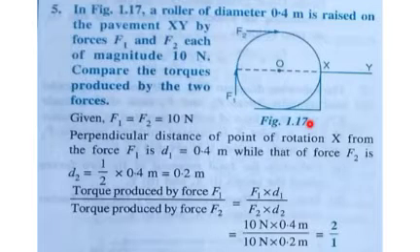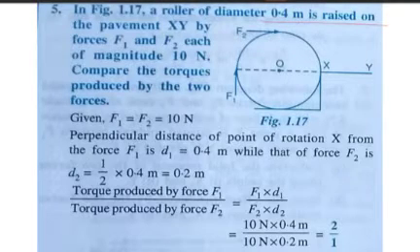Now fifth sum. In figure 1.17, a roller of diameter 0.4 meter is raised on the pavement XY by forces F1 and F2, each of magnitude 10 Newton. Compare the torques produced by the two forces. Given F1 is equal to F2 is equal to 10 Newton.